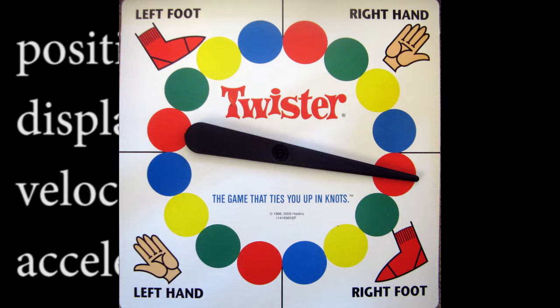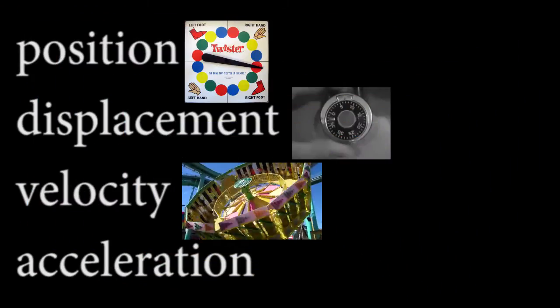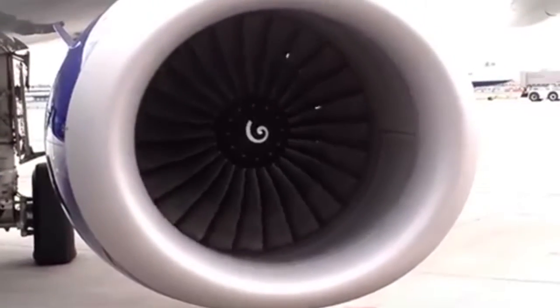We'll examine here the angular equivalents of the linear variables we are already familiar with: position, displacement, velocity, and acceleration.